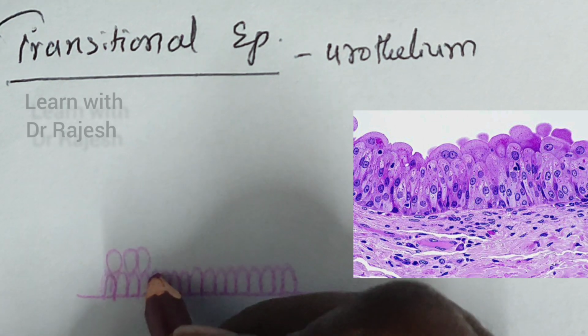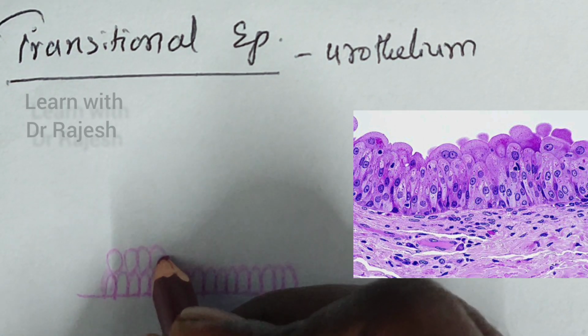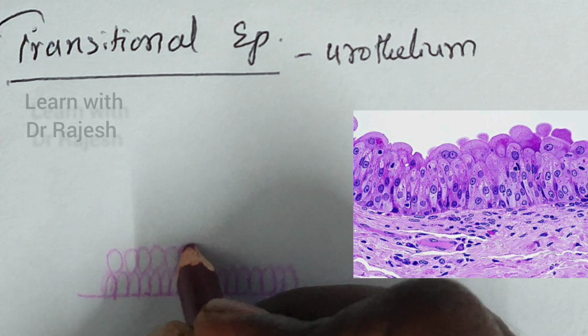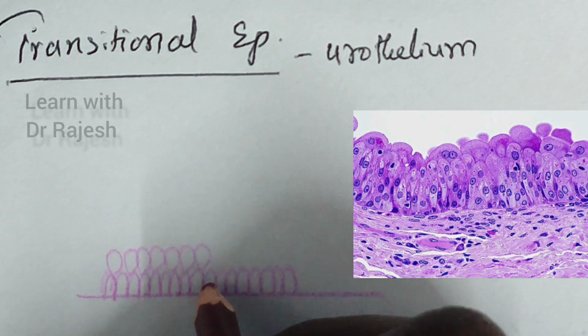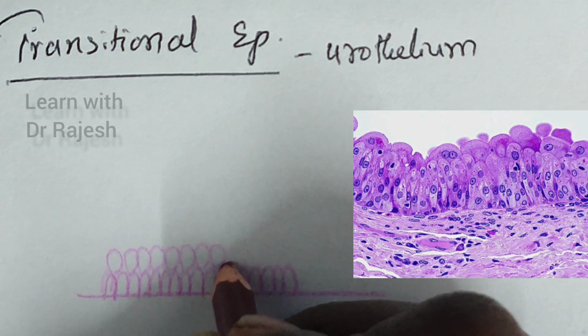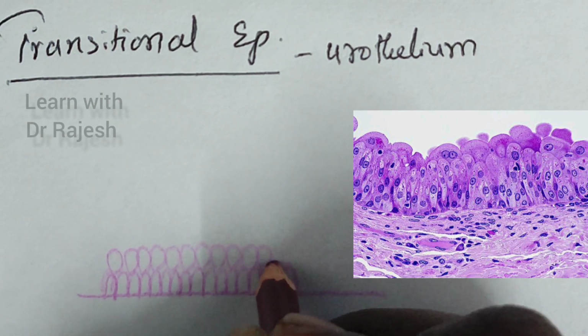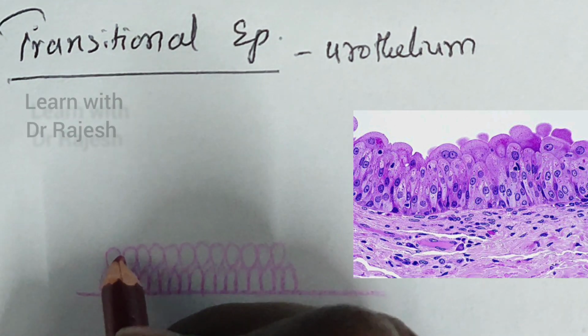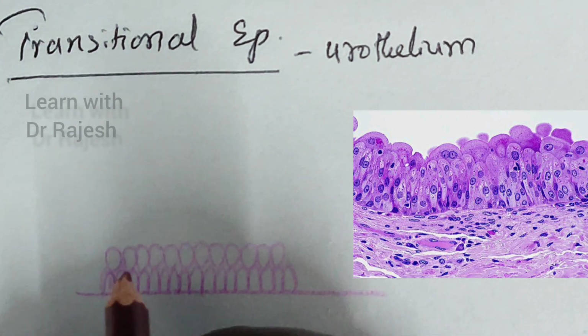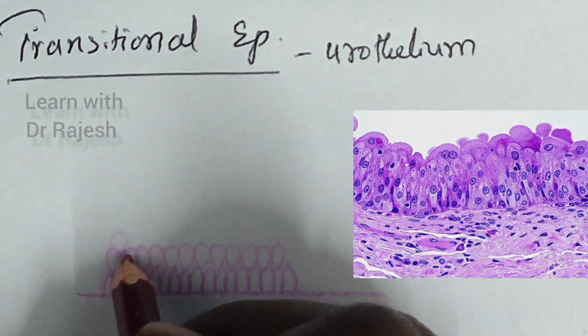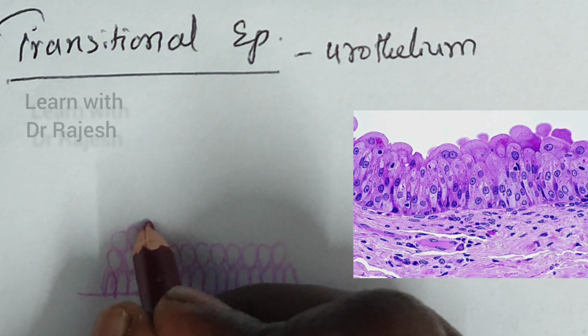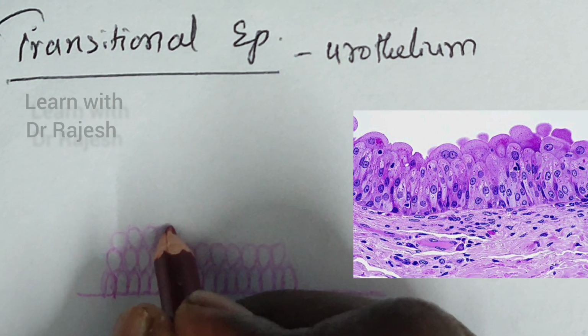Cells are pear-shaped. You should take care that the cells will be almost the same size as the columnar cells, not more than that. Just draw the pear-shaped cells. Make sure that there isn't much gap between the cells. So we can draw a few layers of these pear-shaped cells.